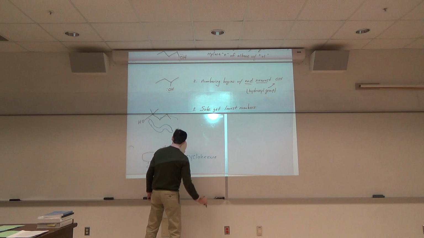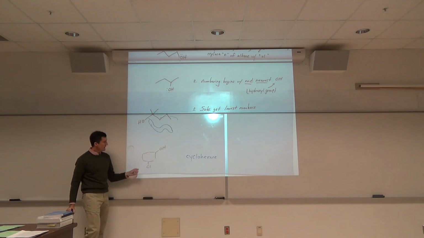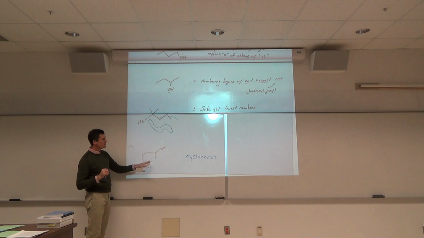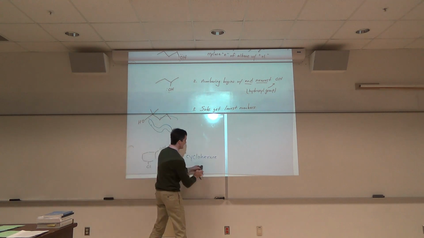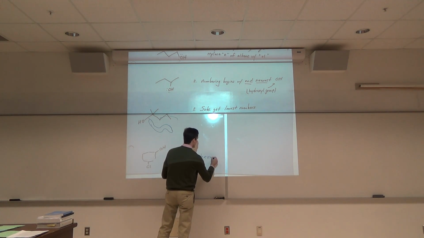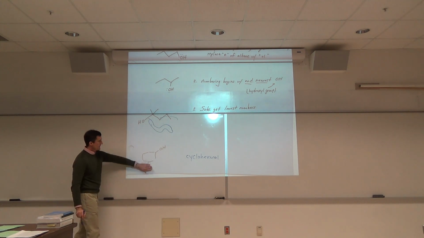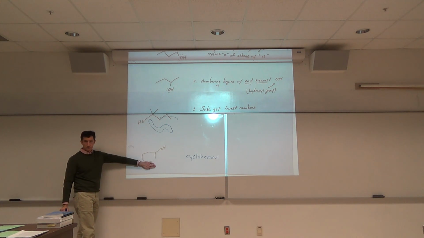Cyclohexane. Okay. Now, chlorine is always just a substituent. This is an alcohol with a chlorine substituent. Since it's an alcohol, what do we want to do? Replace the E with OL: cyclohexanol. That right there is cyclohexanol.